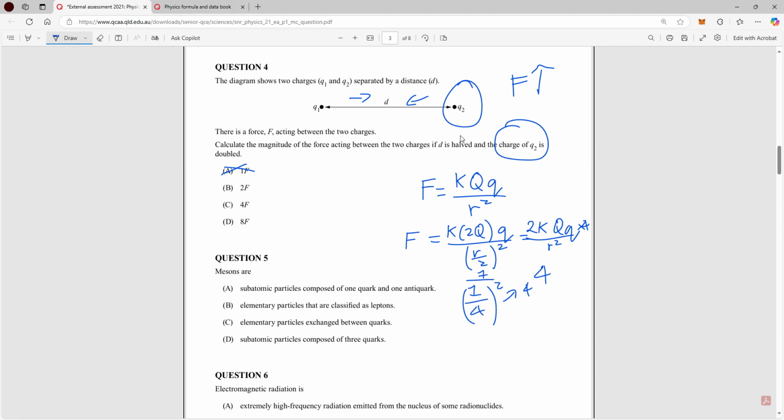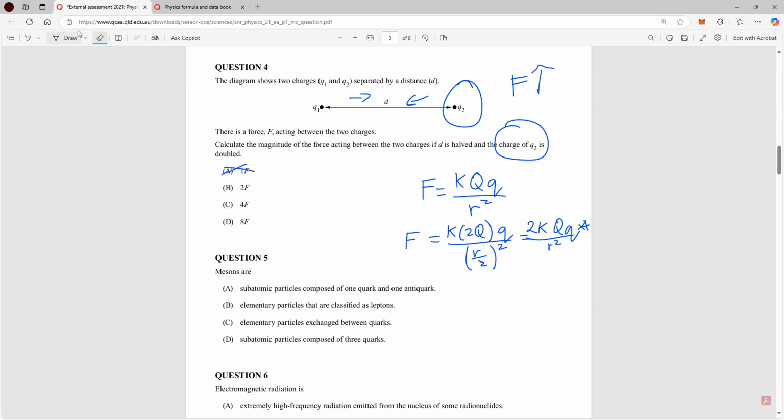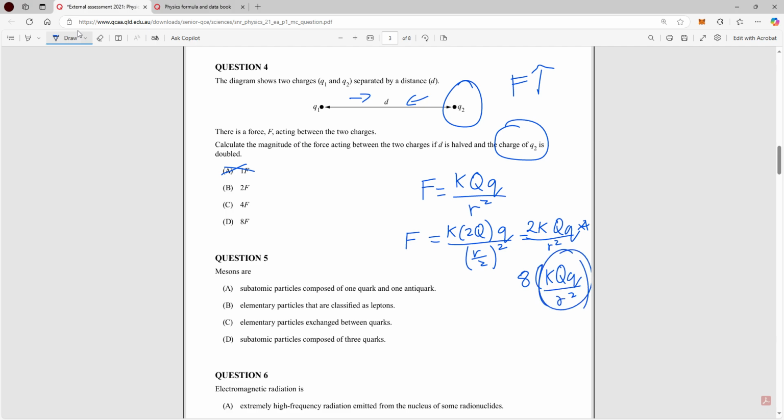So you effectively have 2 times 4 on the top, so that's going to give you 8. So here, if we were to take out that, we have 8kQq/r squared. We have our original force times by 8. So the correct answer is D. Okay? And that's how you answer that question there. A little bit of mathematics and a little bit of thinking as well.